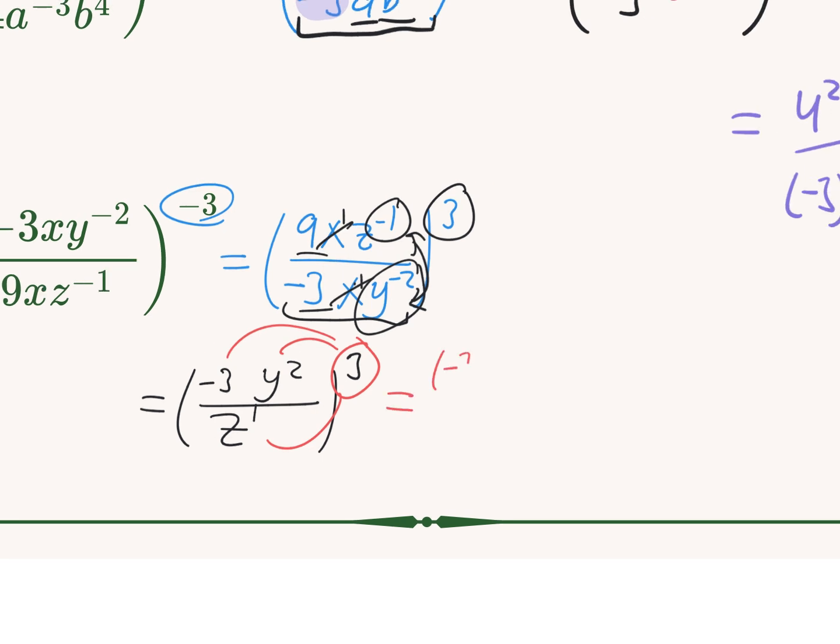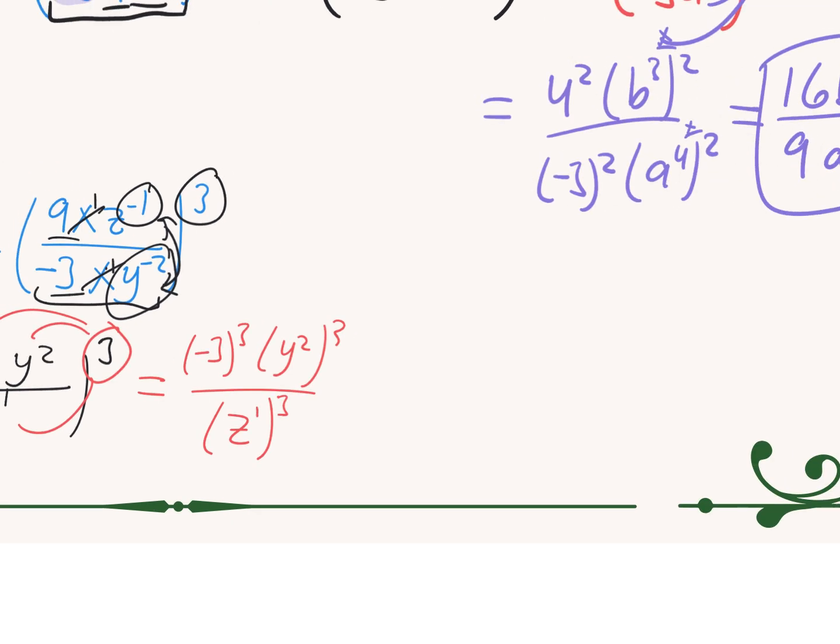So we get negative 3 to the third power, y to the second to the third power, and then z to the first to the third power. All right, and then negative 3 to the third power is just negative 3 times negative 3 times negative 3, which is going to get you a negative 27. Y to the 2 to the third is going to get you y to the sixth. And then this power to a power, z to the 1 times 3 is going to get you z to the third. And then there's nothing more you can do to that.